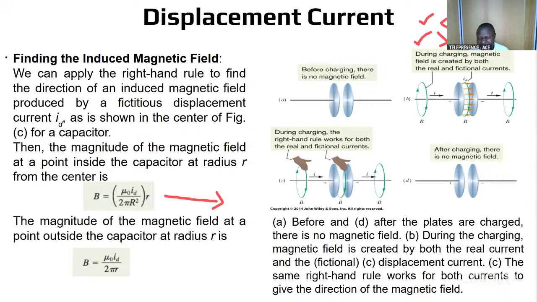The magnitude of this induced field, if the point is inside the capacitor, is given as this. And if the point is outside, it is given as this. Now, how will you differentiate, or how will you know whether the point is inside or outside?